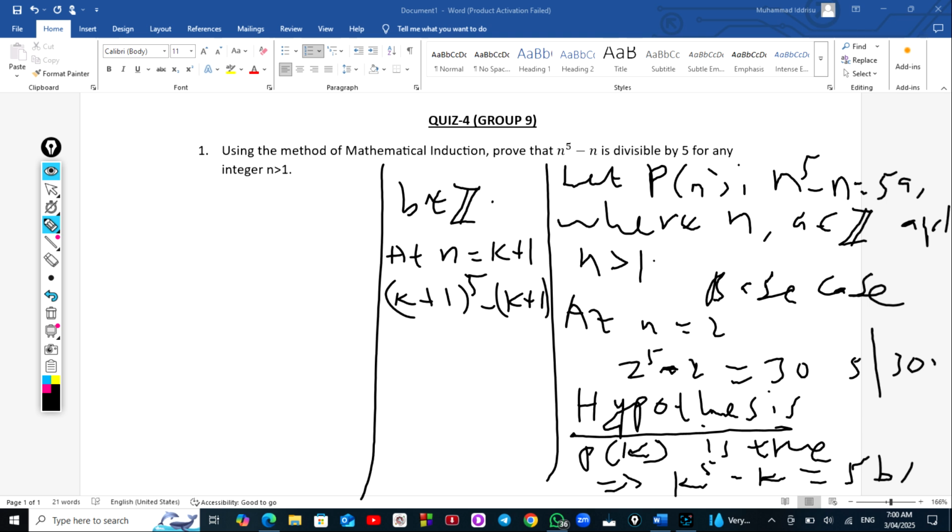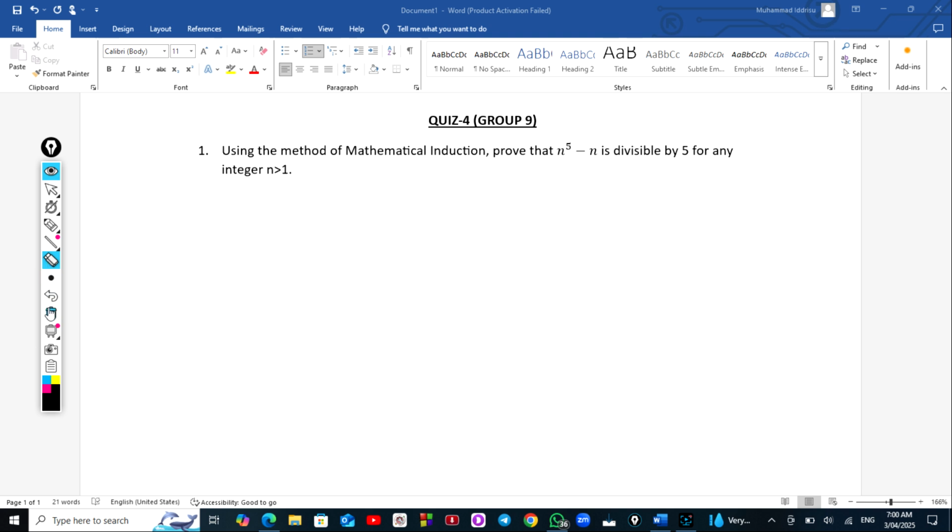Okay, so if you will permit me to do some cancellations so that I can be left with only this, so that I can do the expansion well, because this needs more space to expand. So let me just cancel everything so that I'll have only this k plus 1 to the power 5 minus k plus 1. So here we'll use two methods.